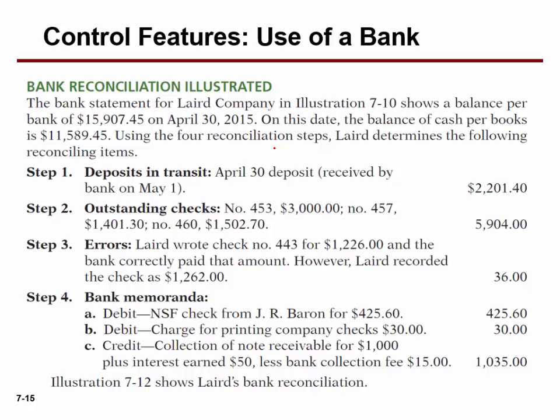Okay, so let's take a look at the balance per bank. I'll start with that. Balance per bank is 15,907.45. Okay, good. So we're going to start with that, and we're going to reconcile to what? The correct cash balance.